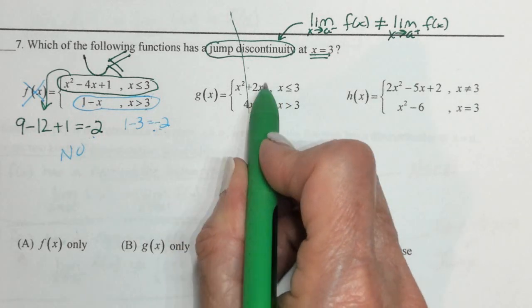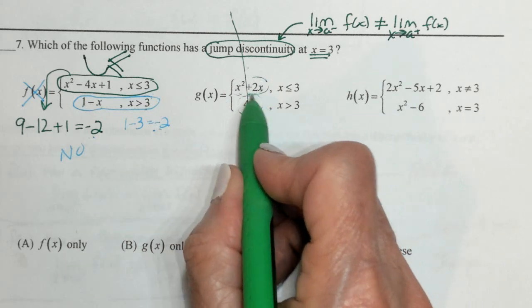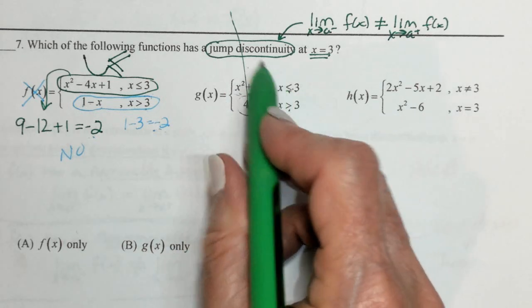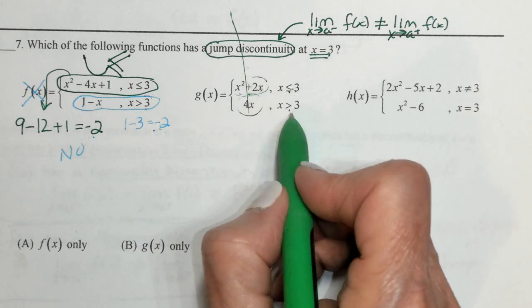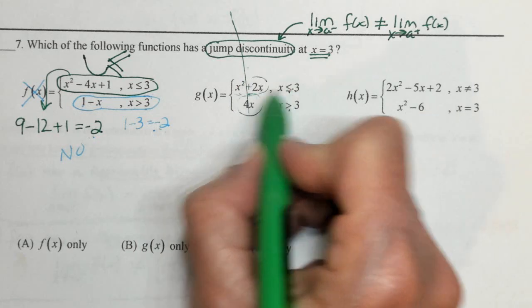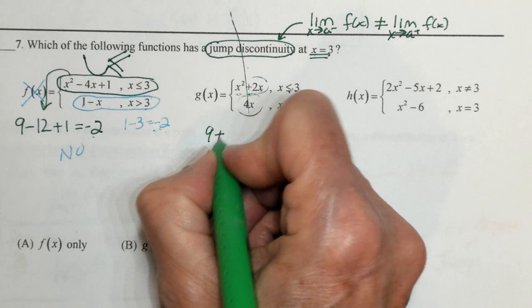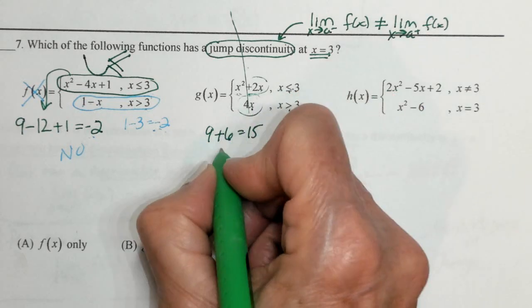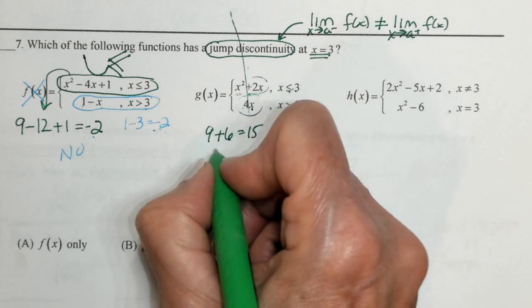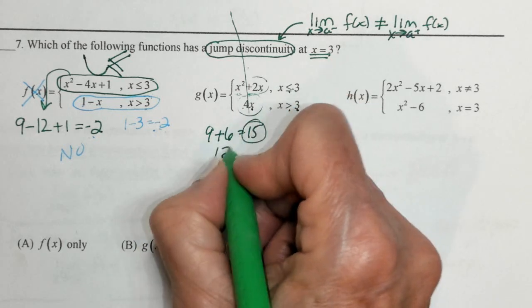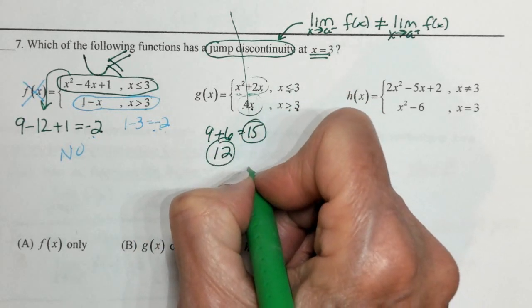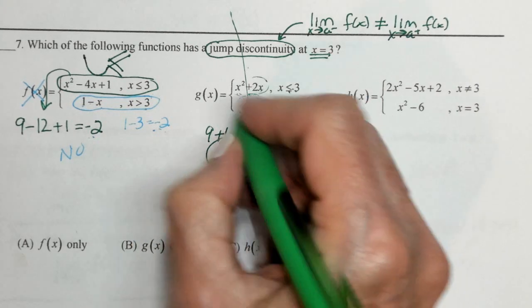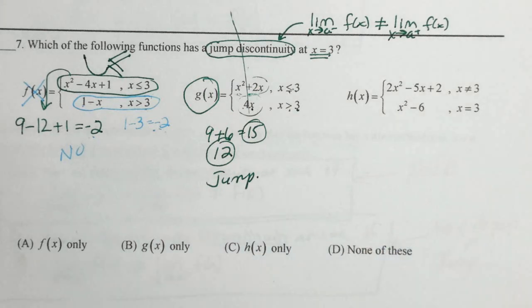This is very similar. Parabola and line. The only place it might not have a continuity, or that it might have a jump discontinuity, is at 3. So I'm going to put 3 in for x. I'm going to have 9 plus 6, that's 15. Here I have 3 times x, I'm sorry, 3 times 4, so that's 12. 15 is not equal to 12. Therefore, we do have a jump discontinuity. So I'm going to keep G.